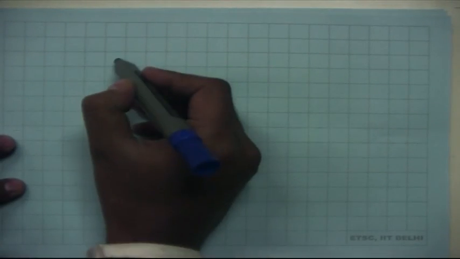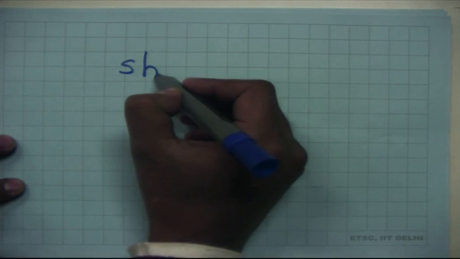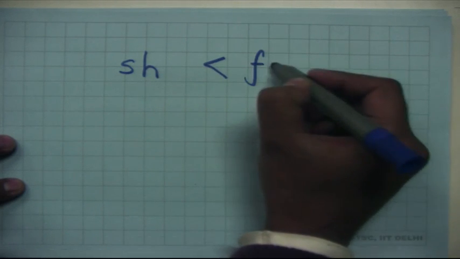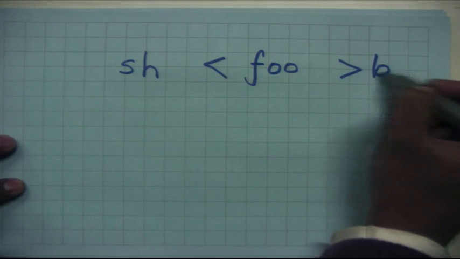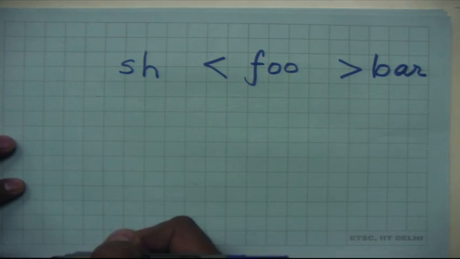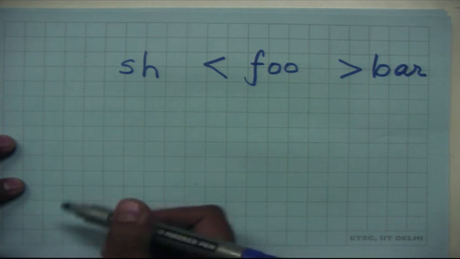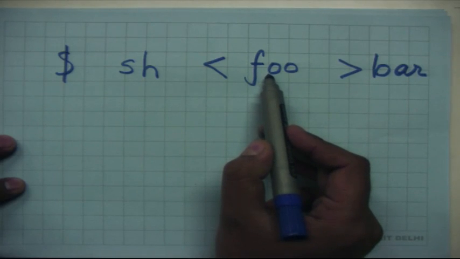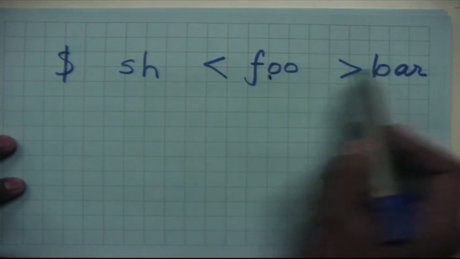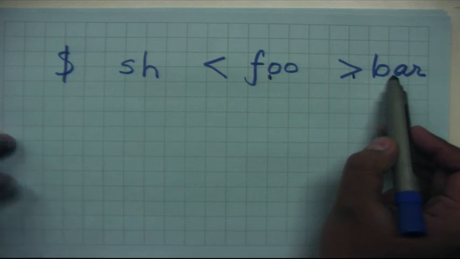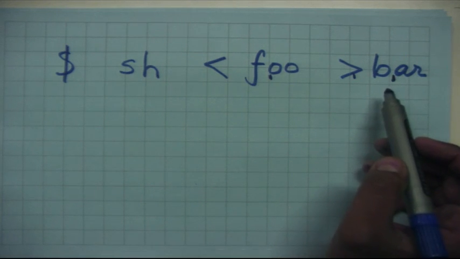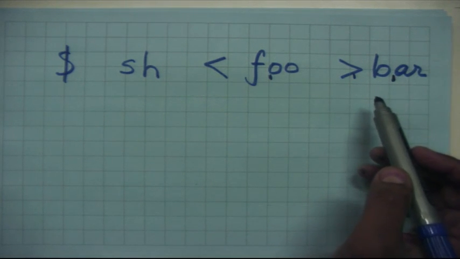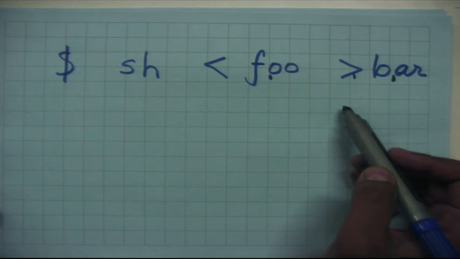I could also do something like sh less than foo greater than bar, and let's say this is the dollar sign. What it's doing is it's redirecting the standard input to foo and redirecting the standard output to bar. And you could do it in pretty much the same way as we discussed earlier. You will close the standard input, open foo, close the standard output, open bar, and execute sh.